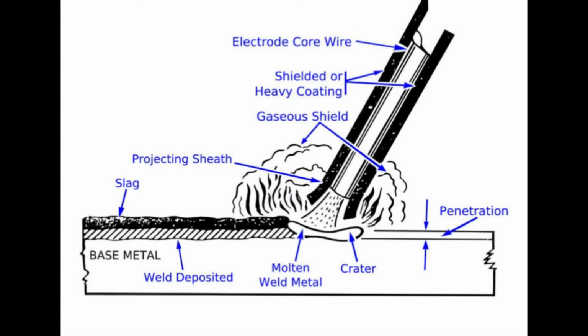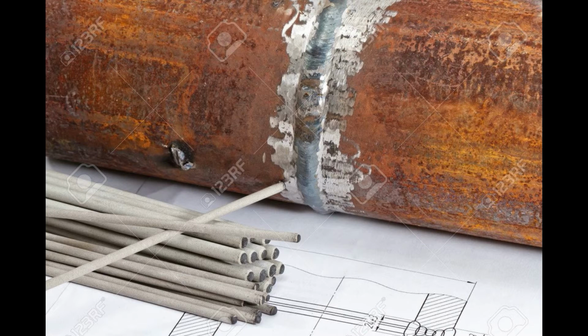What is arc welding, or shielded metal arc welding? Arc welding is also called shielded metal arc welding, or simply referred to as stick. This is the most basic of all welding types. The welding stick uses electric current to form an electric arc between the stick and the metals to be joined.